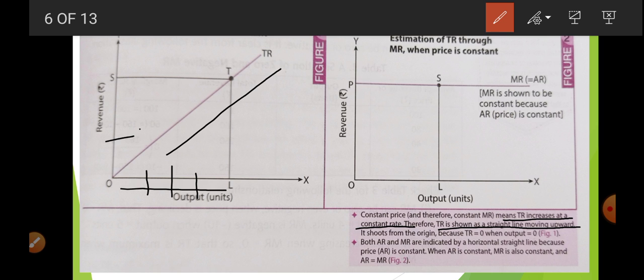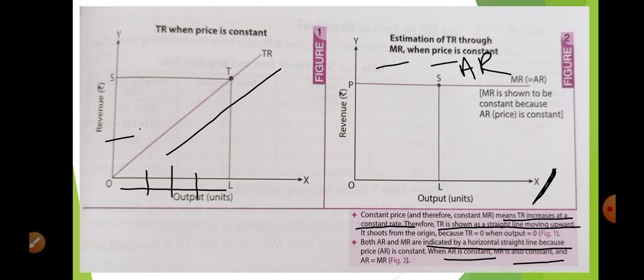Now when we talk about the MR and price, that is AR, it is going to be a constant line that is parallel to the X axis. Why? Because both are the same and constant throughout the production process. That is why we get a horizontal straight line. AR is constant, MR is also constant.